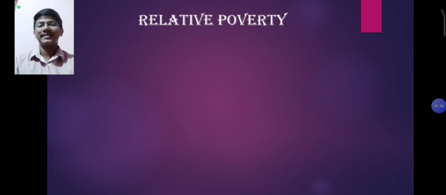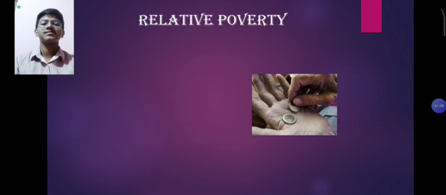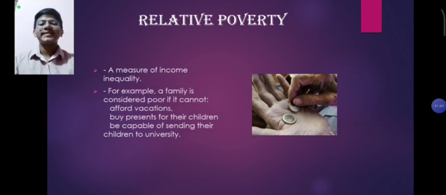Now, relative poverty. It is a measure of income inequality. For example, a family is considered poor if it cannot afford vacations, buy presents for the children, or be capable of sending their children to university.